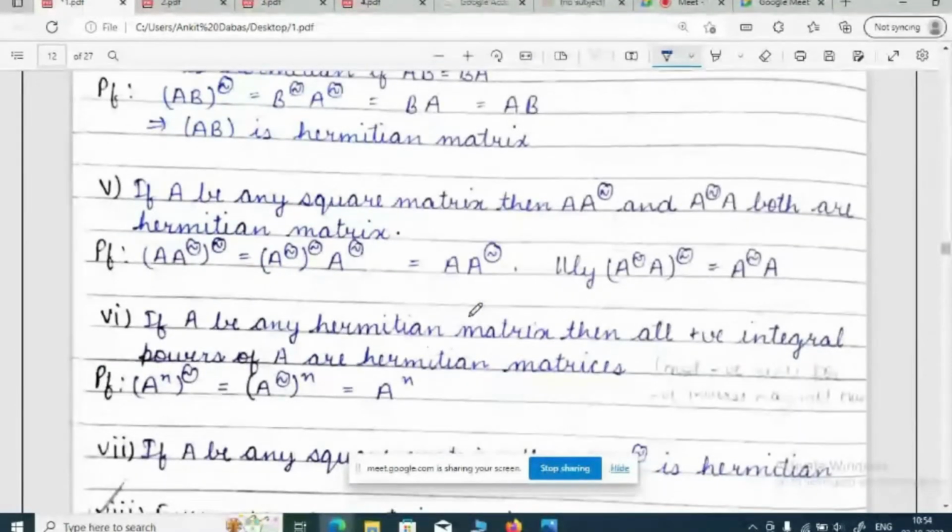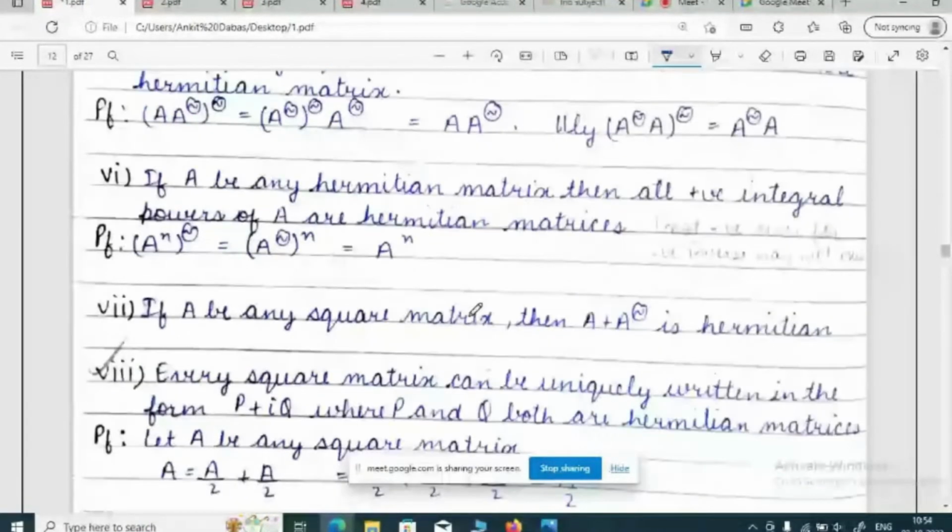If A is any square matrix, then A tranjugate A and A A tranjugate, these both are Hermitian. If A is any Hermitian matrix, then all positive integral powers of A will be Hermitian matrices.